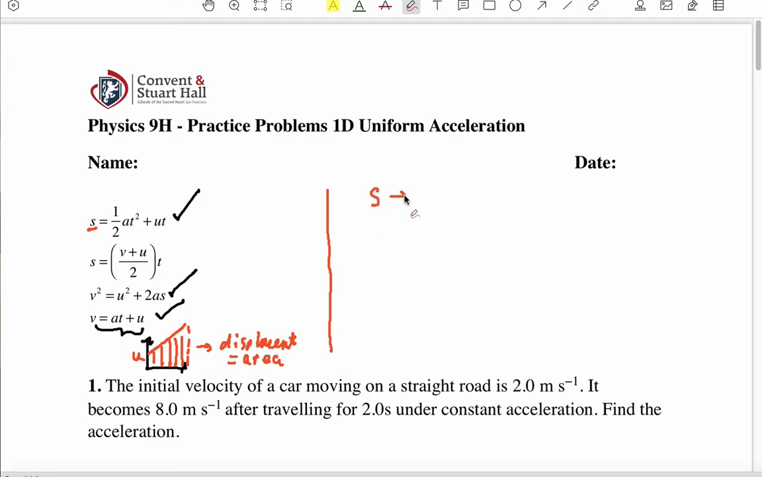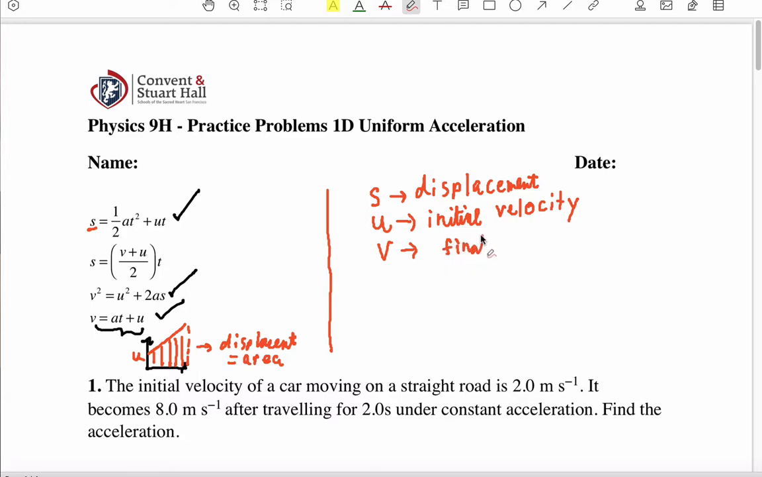So we have s as the displacement, and you're going to see that this gets used interchangeably with distance. We have u, which is the initial velocity, or the starting velocity. We have v, which is the final velocity. We have a, which is the acceleration. And we're going to have t, which is the time that passes.